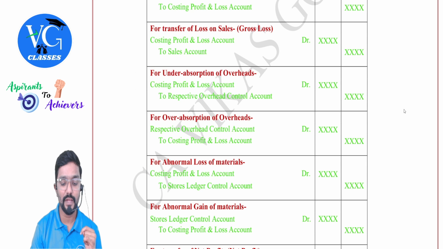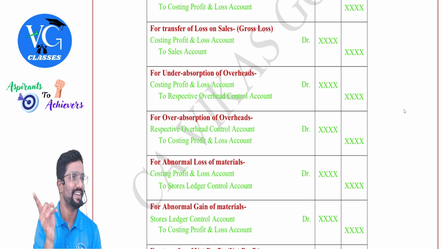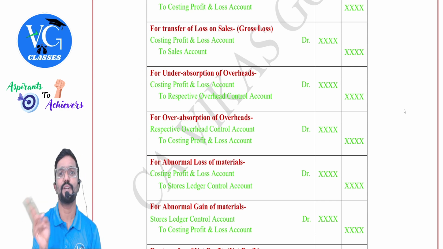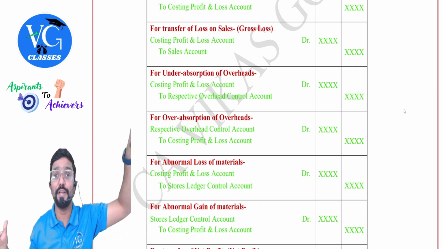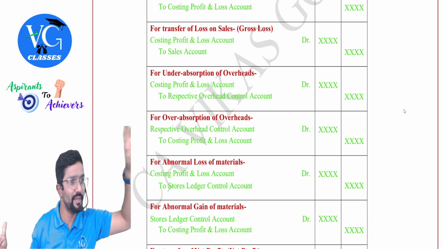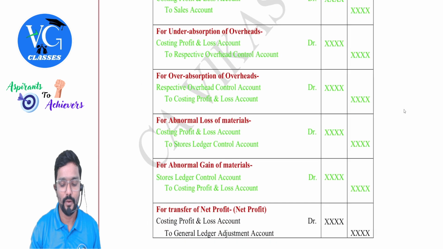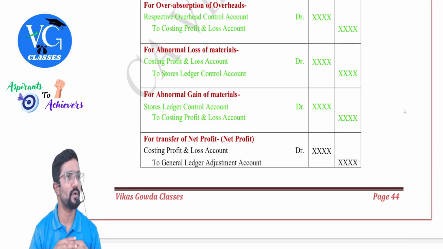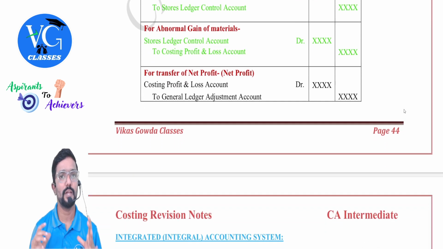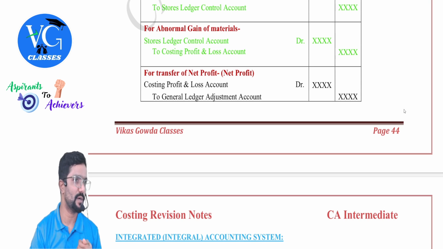Clear? And please be careful. I have given the entry for both here. For one overhead account, either of the two you will have, either under or over absorption, but not both. Clear? But for one overhead you might have under, for another overhead you might have over, because there are totally three overheads. Okay. So if there is abnormal loss or abnormal gain of materials in the stores ledger account, where do we transfer it to? Costing P&L. Then at the end, in costing P&L account, whatever profit or loss is there, where do we transfer it to, sir? General ledger adjustment account.